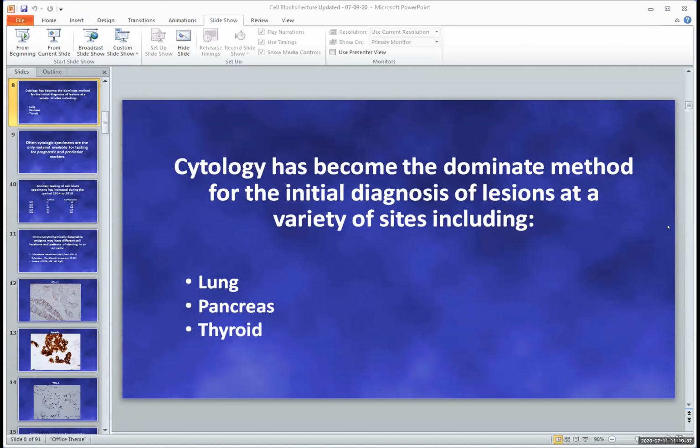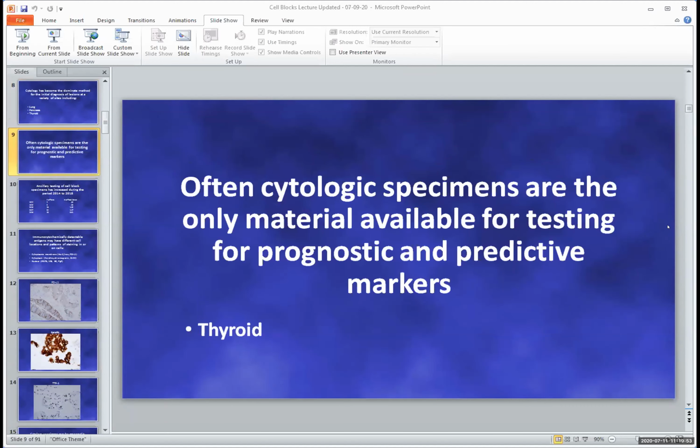These include the lung, pancreas, thyroid, and also metastatic deposits in lymph nodes or masses, say, within the abdomen. So cytology is very, very important for initial diagnosis. Often the cytology specimen is indeed the only material available for testing for prognostic and predictive markers, so that initial cytology, that initial FNA specimen, is immensely valuable, and we have to treat it carefully so that it is presented in such a way that we can get as much information from it as possible.